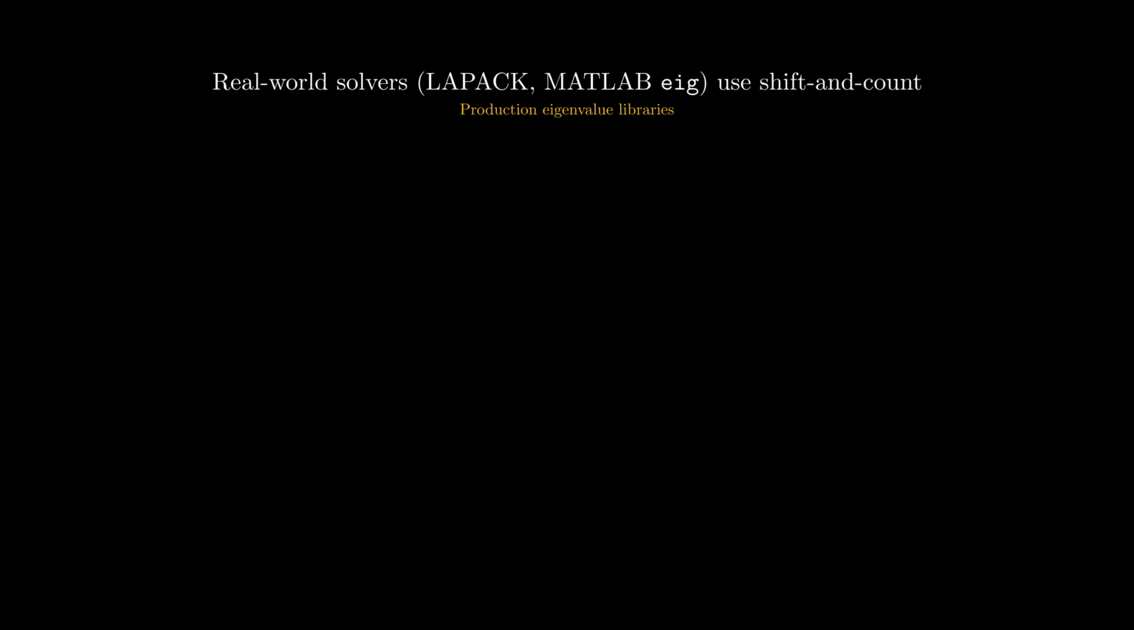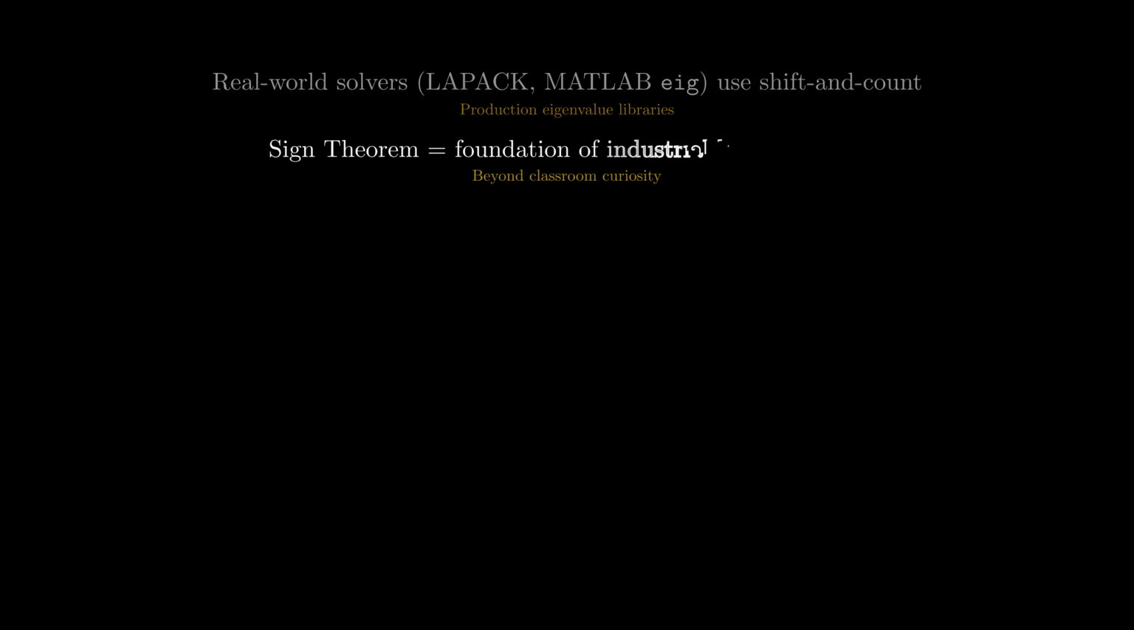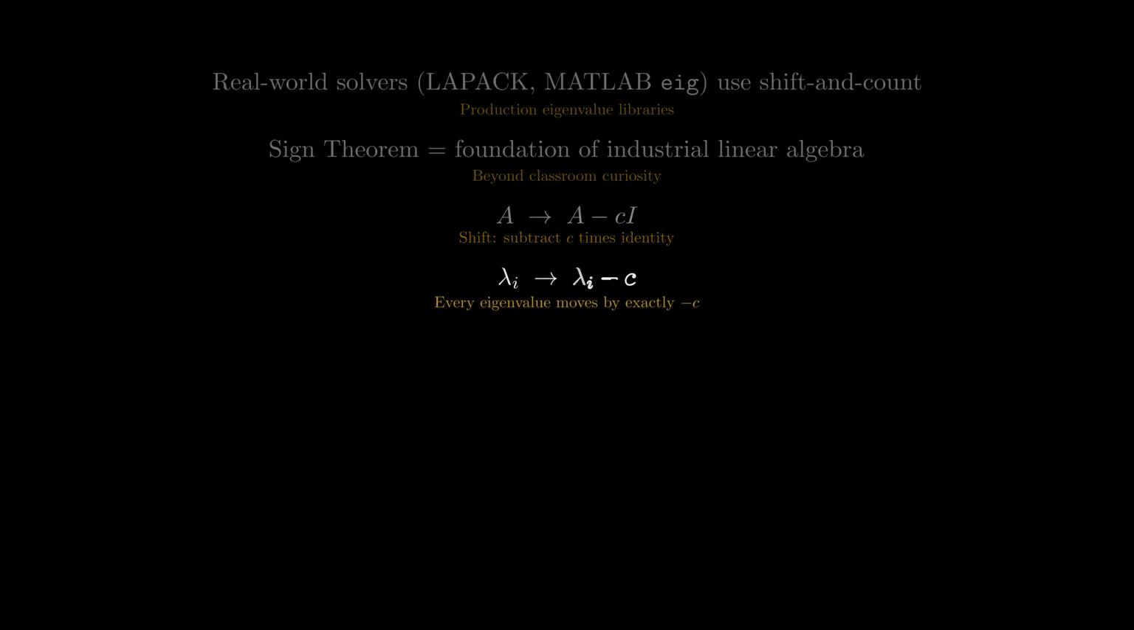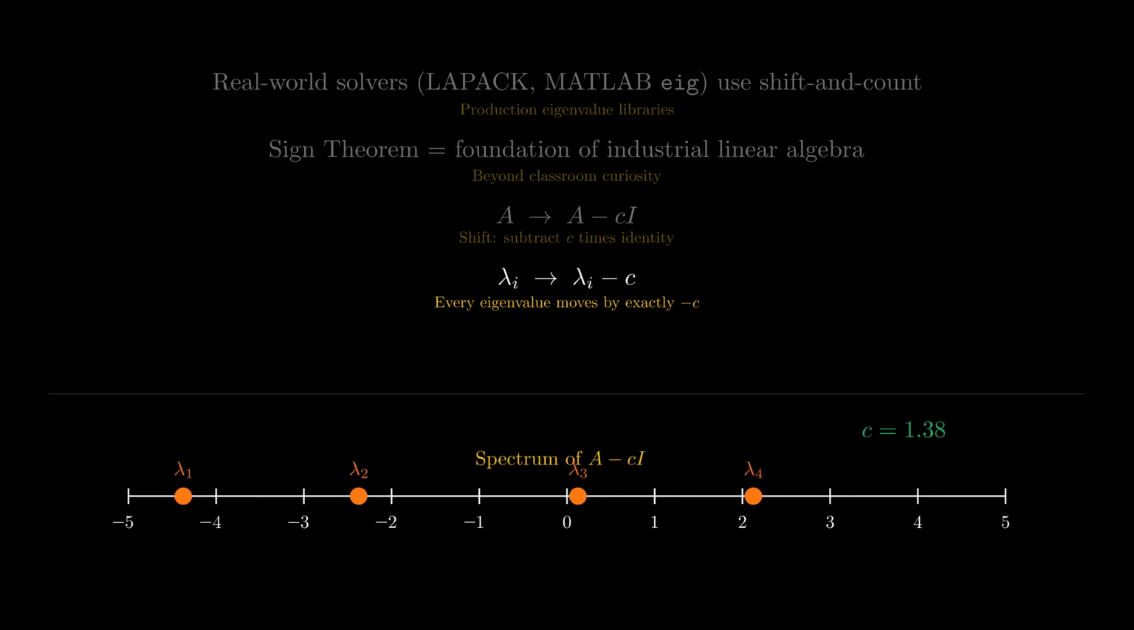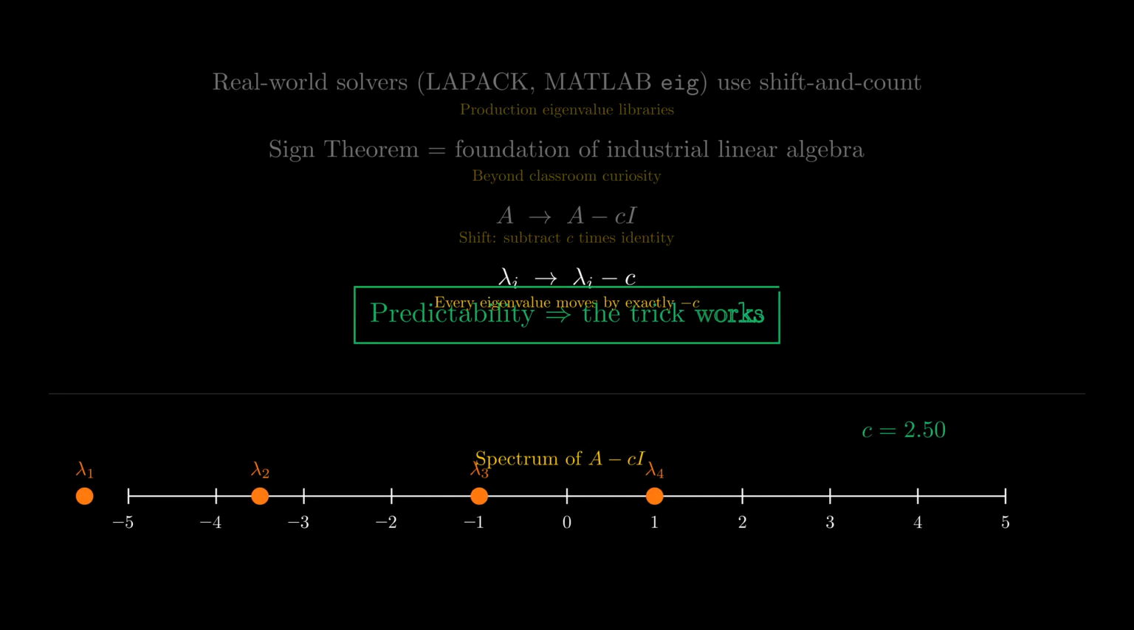This is exactly how production eigenvalue solvers work. Libraries like LAPACK use shift and count strategies, not blind polynomial root finding. The sign theorem isn't a classroom curiosity. It's the foundation under industrial linear algebra. And one warning, shifting changes the matrix, but predictably. Each eigenvalue moves by exactly minus c. That predictability is precisely what makes the trick work.